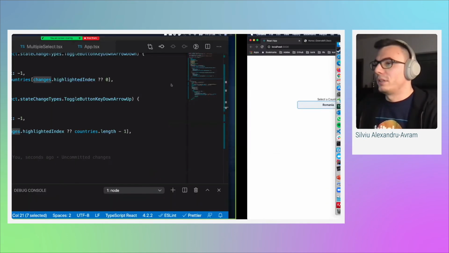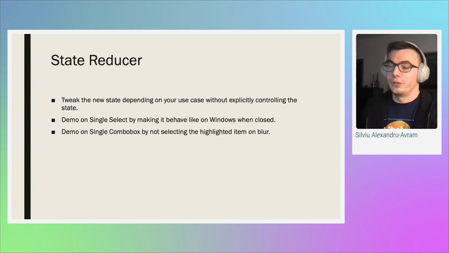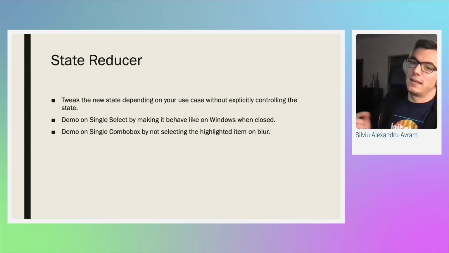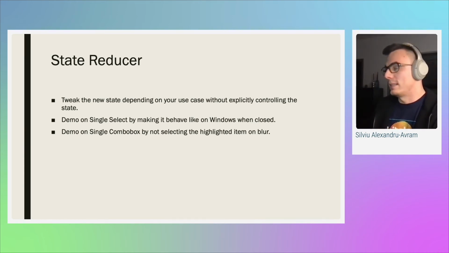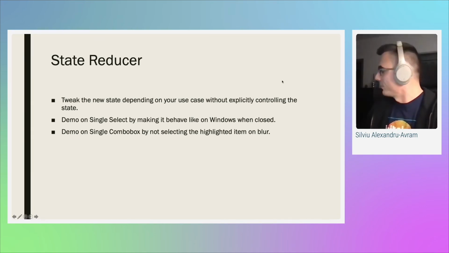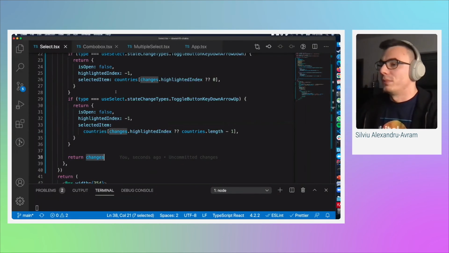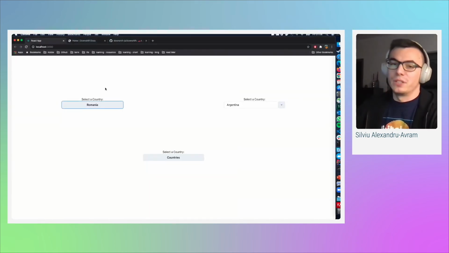So for the state reducer, we are using it to customize the state depending on our use case without explicitly using control props. We didn't need to in this case. The state reducer is super nice. You can customize any next state, as long as that state is actually one that will trigger a new change in Downshift. So for instance, this will not get called if I'm just focusing the toggle button.